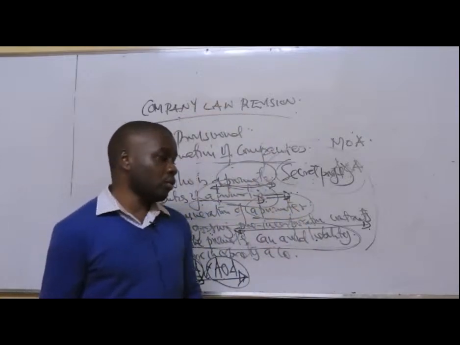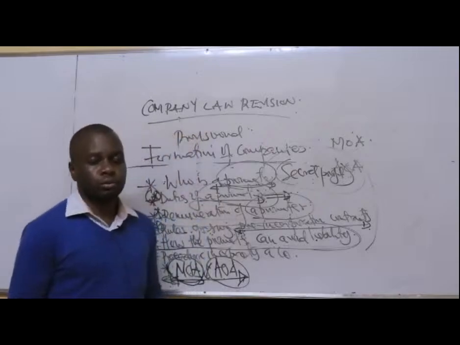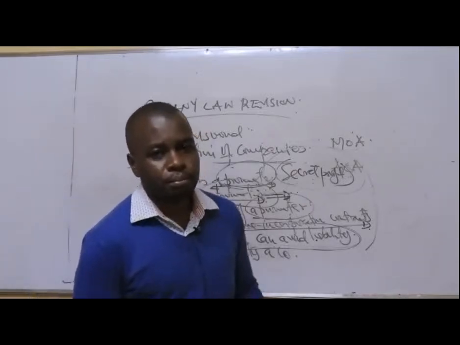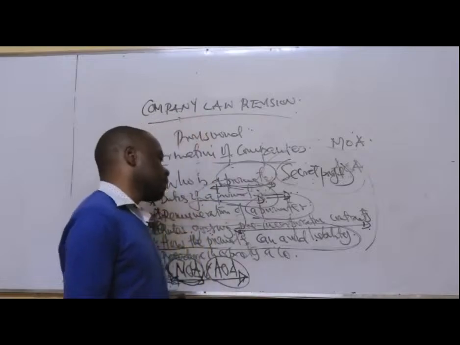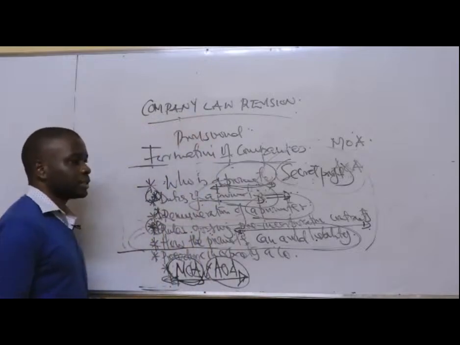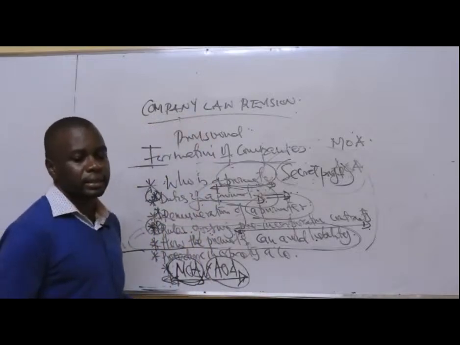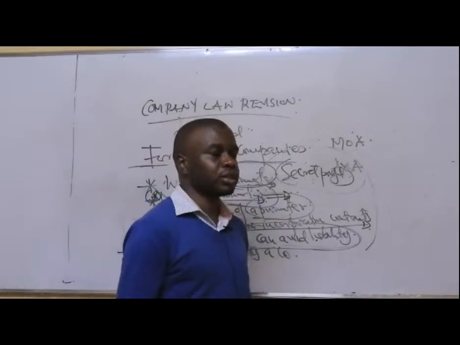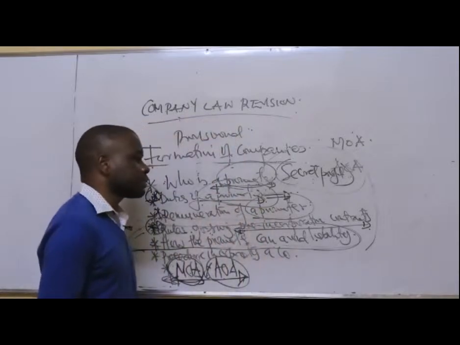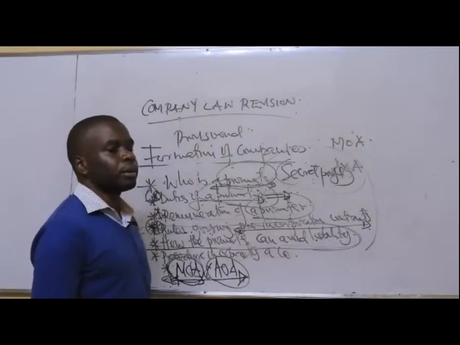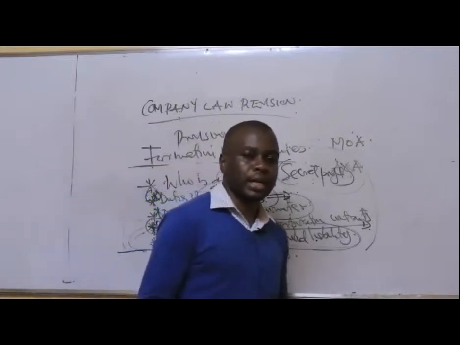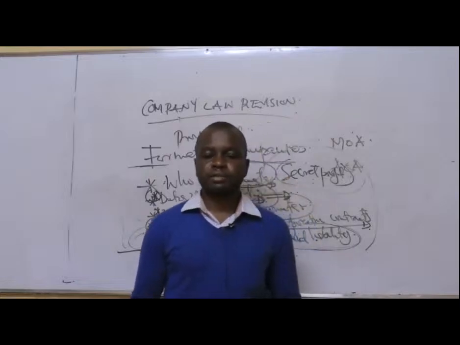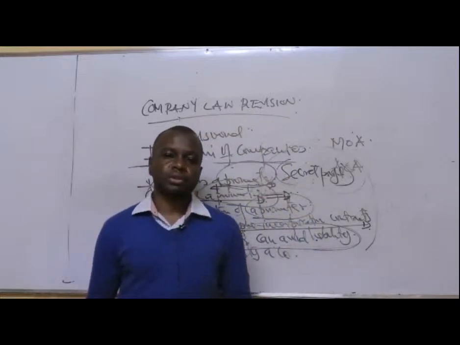Also, you'll be called upon to fill out form CR8. In this form, there'll be requirements to fill out the details of the director of the company: residential address, contacts, email address. All those come out in a form known as form CR8. Then you attach the documentation of the directors, for example their PINs, passport size photos, and copies of the national IDs.